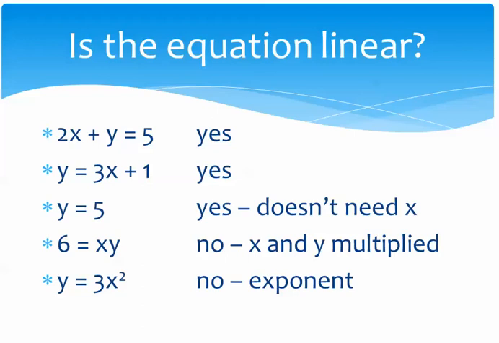6 equals xy. Remember, x and y cannot be multiplied together. And the last one, y equals 3x squared, has an exponent. That would be a curve.